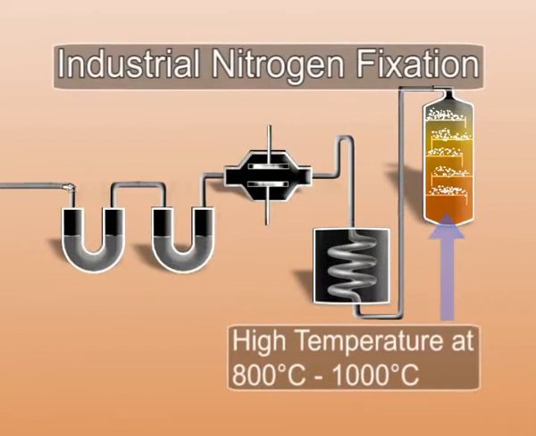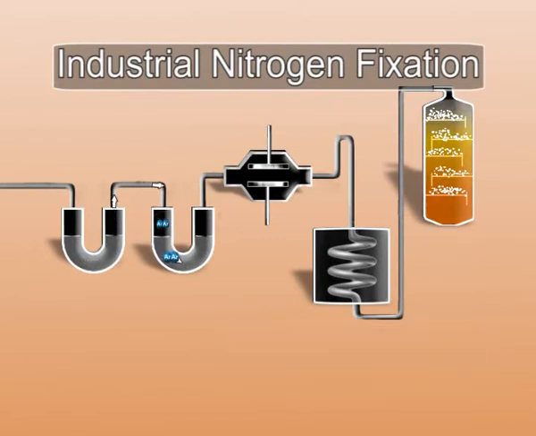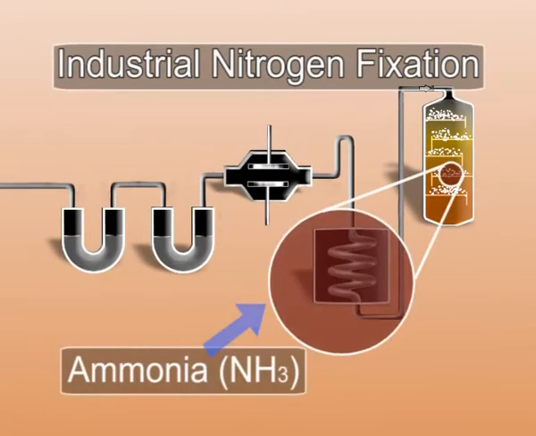Under high temperature between 800 degrees Celsius to 1000 degrees Celsius and with the use of a catalyst, atmospheric nitrogen and hydrogen, usually derived from natural gas or petroleum, can be combined to form ammonia NH3.